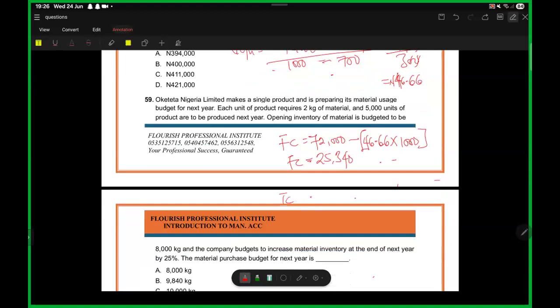It is 25,340 plus 46.66 K. Now let's put the K. The K there is the 900 units. Let's put a note of the total cost over there at 900. When you solve this one, what will be the total cost?